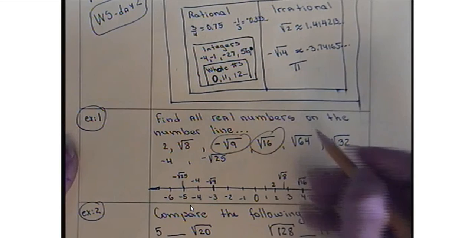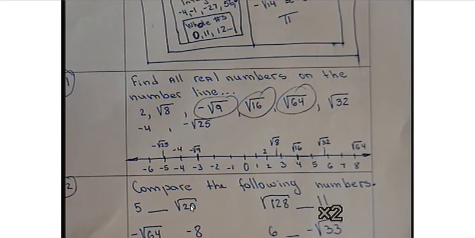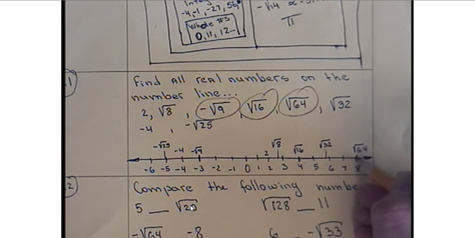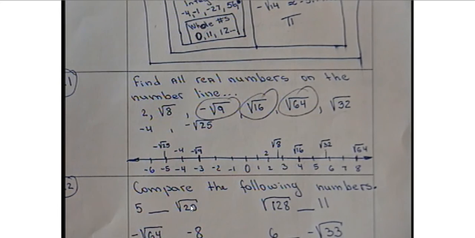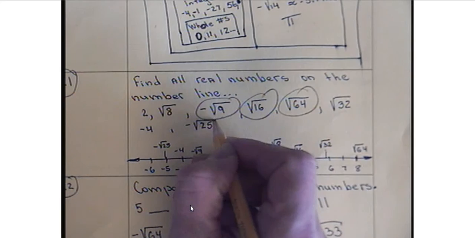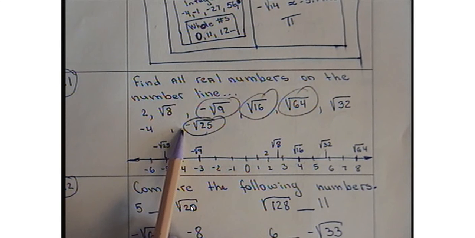Then we have square root of 64, which is another perfect square, and square root of 64 is 8. So that will be the right place for square root of 64. Now let's think, there is one more perfect square, negative square root of 25. The square root of 25 is 5. The negative sign up front shows us that the number we're looking for is negative 5.